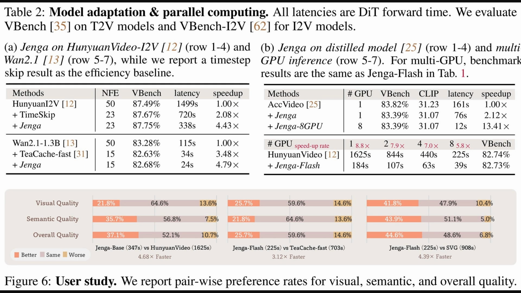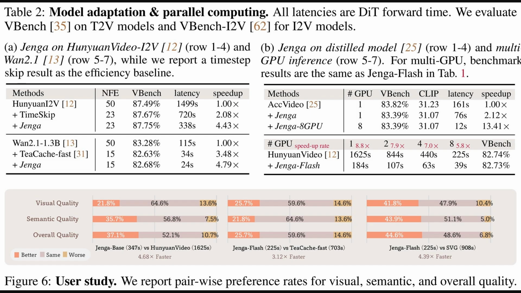Alright, so Reader showed us Jenga's core efficiency. Now, Cine, which is the top part of this, Cine delves into how Jenga adapts to different models and how it performs with parallel computing. Part A shows Jenga applied to Hunyuan Video I2V and WAN 2.1 models, achieving significant speedups, for instance, over 4 times faster, while keeping vbench scores very close to the originals.